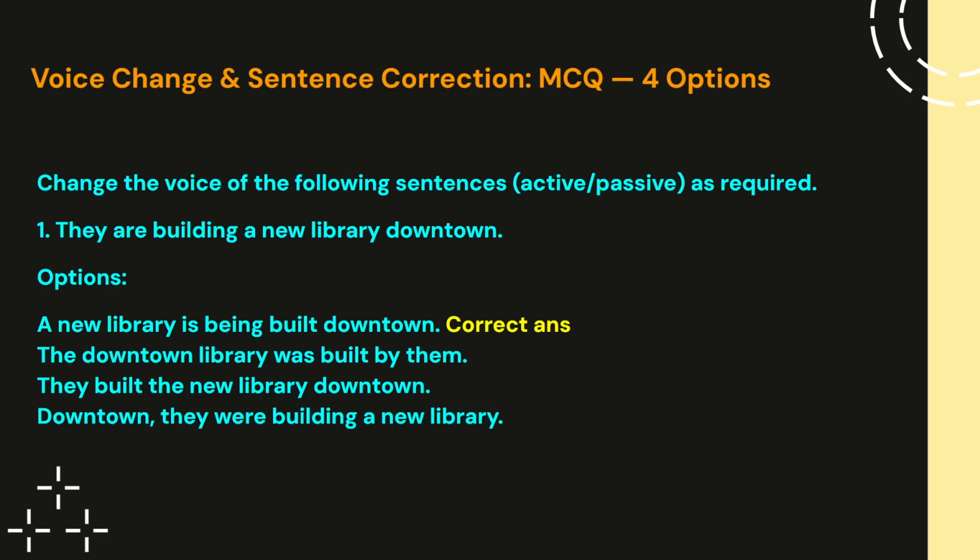Here it is simple. Either you are given active voice and you have to convert it into passive voice, and vice versa, you are given passive voice and you have to convert it into active voice. A simple example here, and they give the MCQ, you have to choose the perfect one. They are building a new library in downtown. Here, the perfect answer for this question, you can read it later.